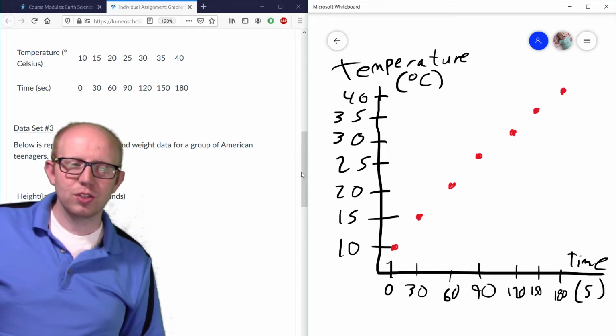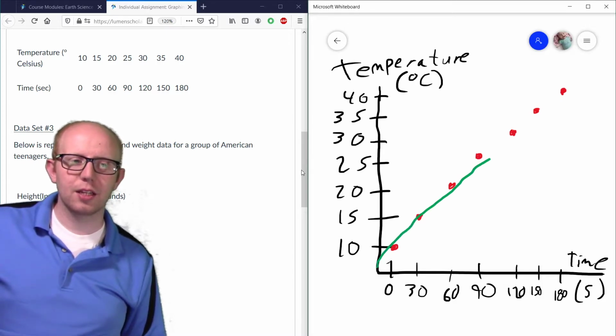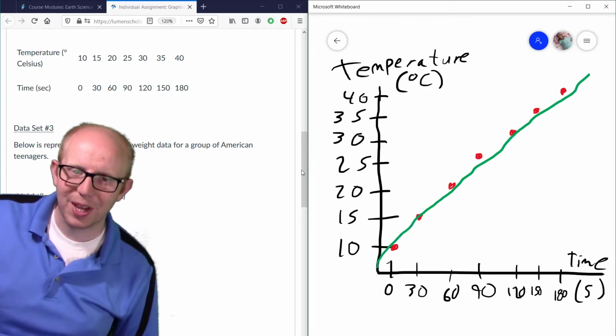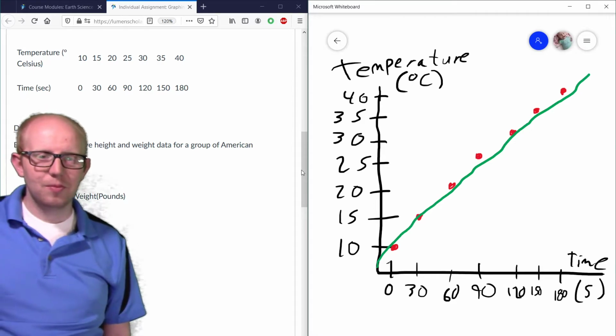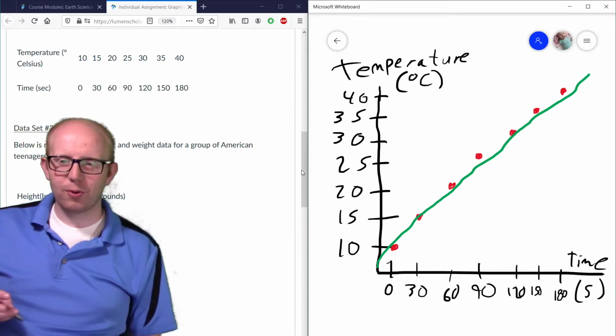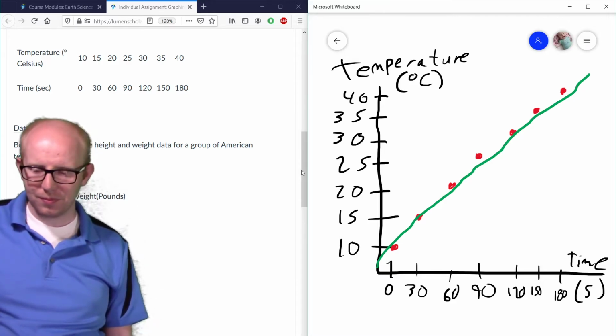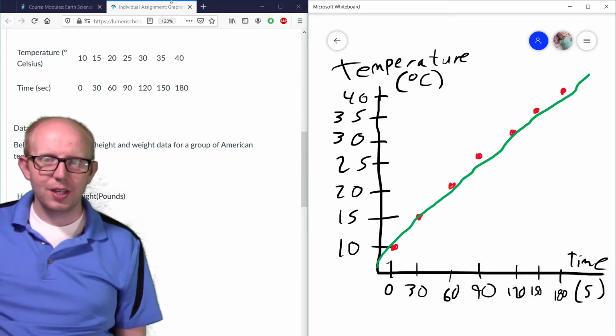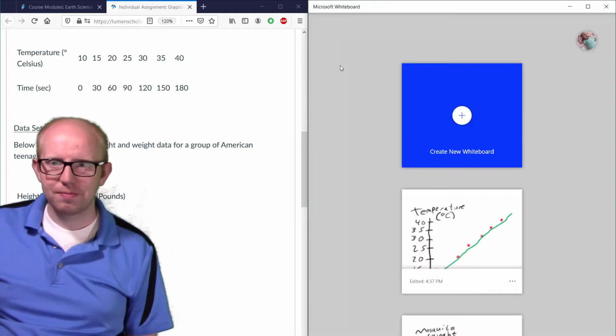Okay, so line graphs aren't always a straight line, but this one actually happens to be exactly a straight line. Okay, hopefully that's pretty straightforward. Okay, so that's graph number 2. Okay, let's do our last one.